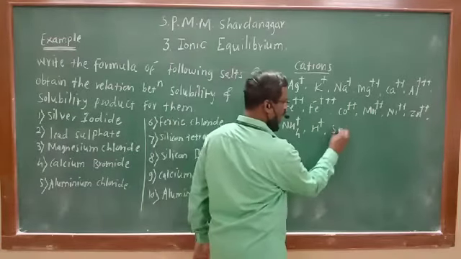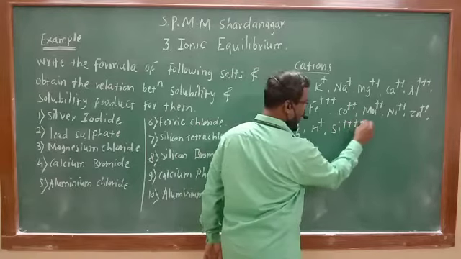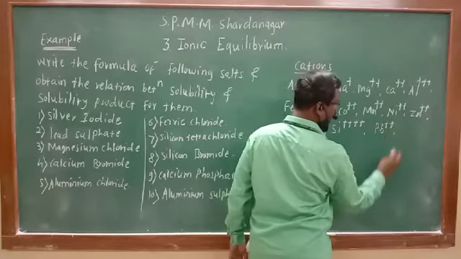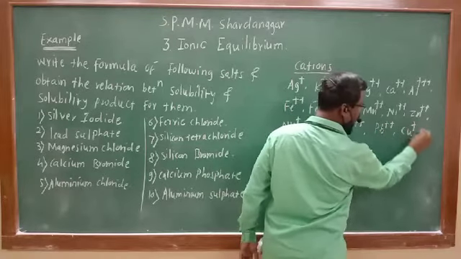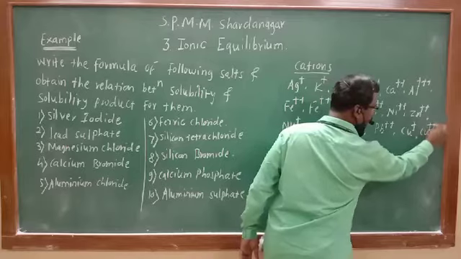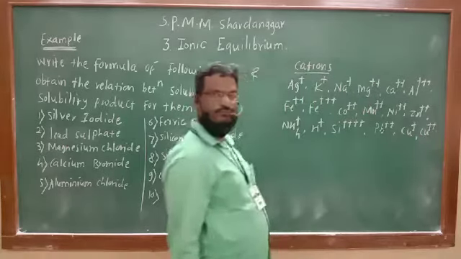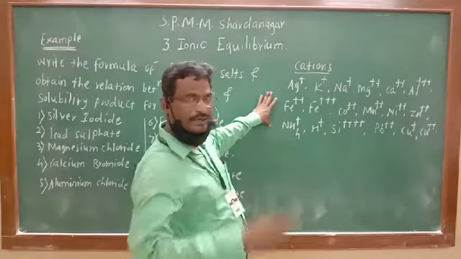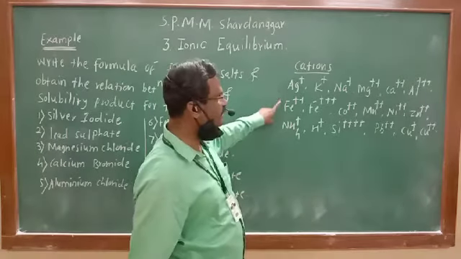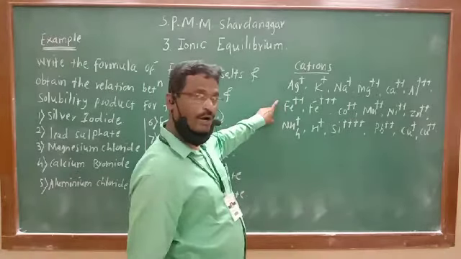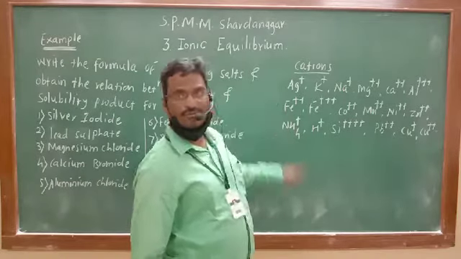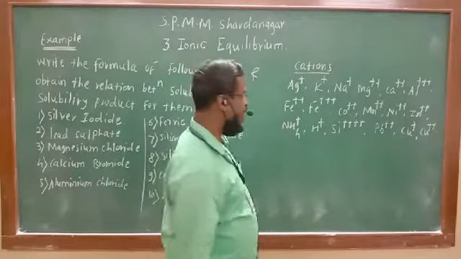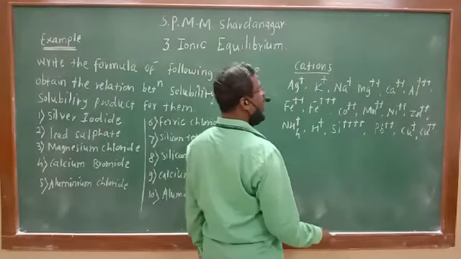Then silicon, Si4+, lead, Pb2+, Cu+ as well as Cu2+. So these are certain cations. Why have I written them? Because using these cations, we have to write the molecular formula of different types of salt. Now anions. What are anions?